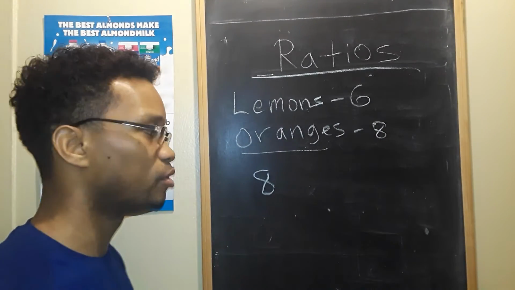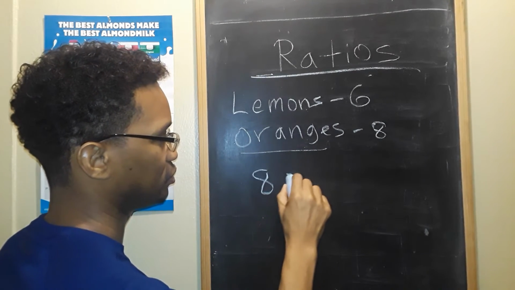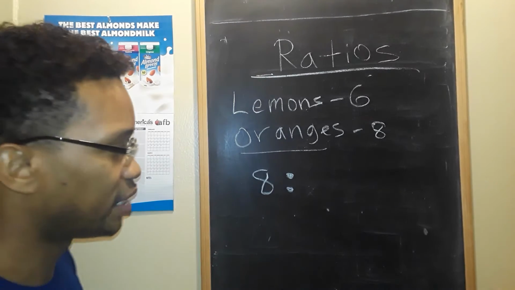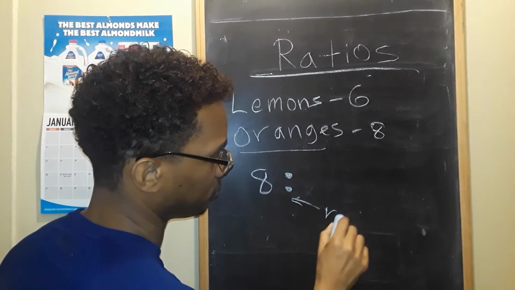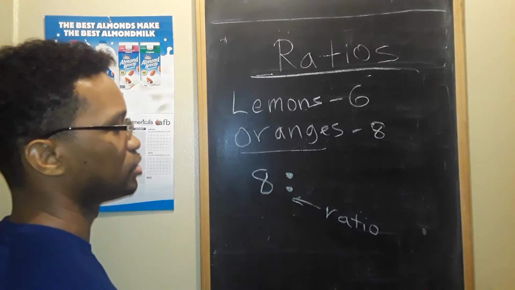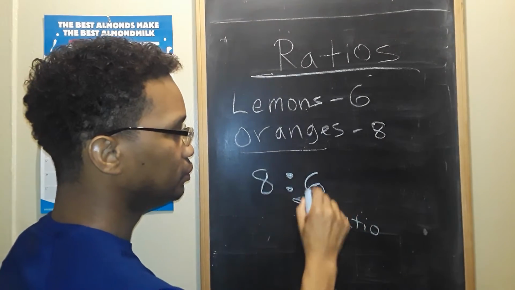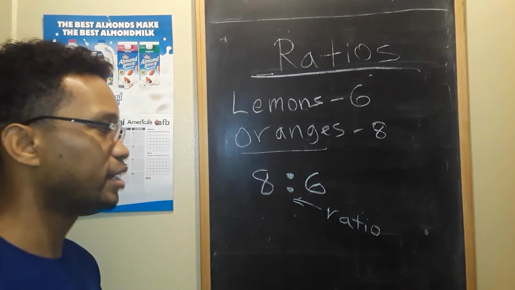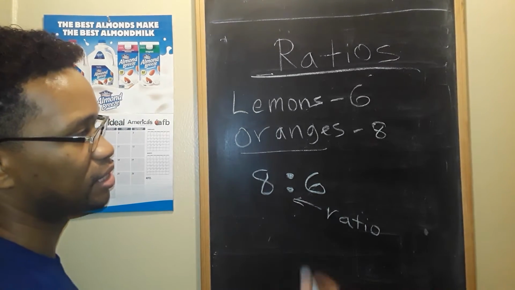Then you have to use the ratio symbol, which is 2 dots right here. Okay, so this symbolizes the ratio. And oranges to lemons. So we have 8 oranges. How many lemons do we have? We have 6. So that would be your ratio, 8 to 6. All right, because for every 8 oranges, there are 6 lemons.